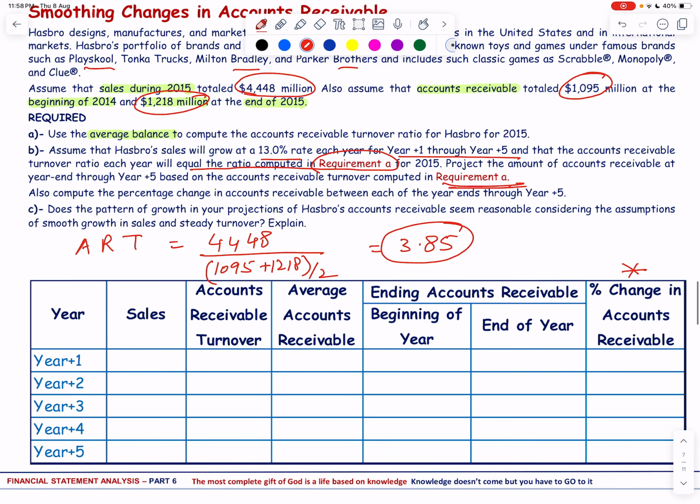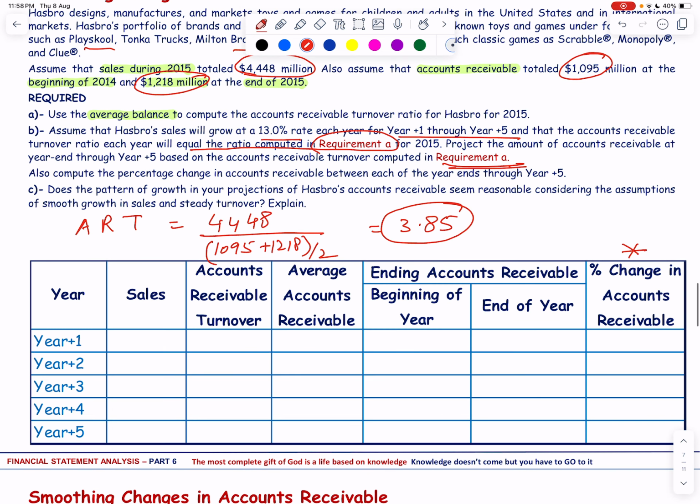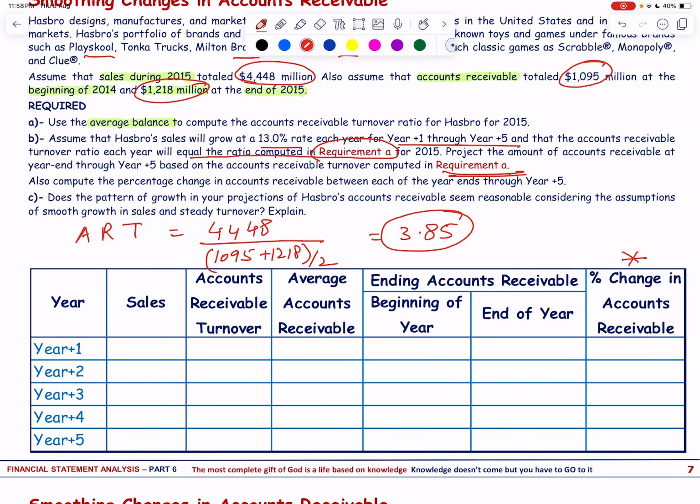Okay. So first of all, we have to calculate the sales. Sales for 2015 was 4448, and what we can see is the sales is going to grow at the rate of 13%, so times 1.13, and this will be equal to 4448 times 1.13, and that is equal to 5026.24.